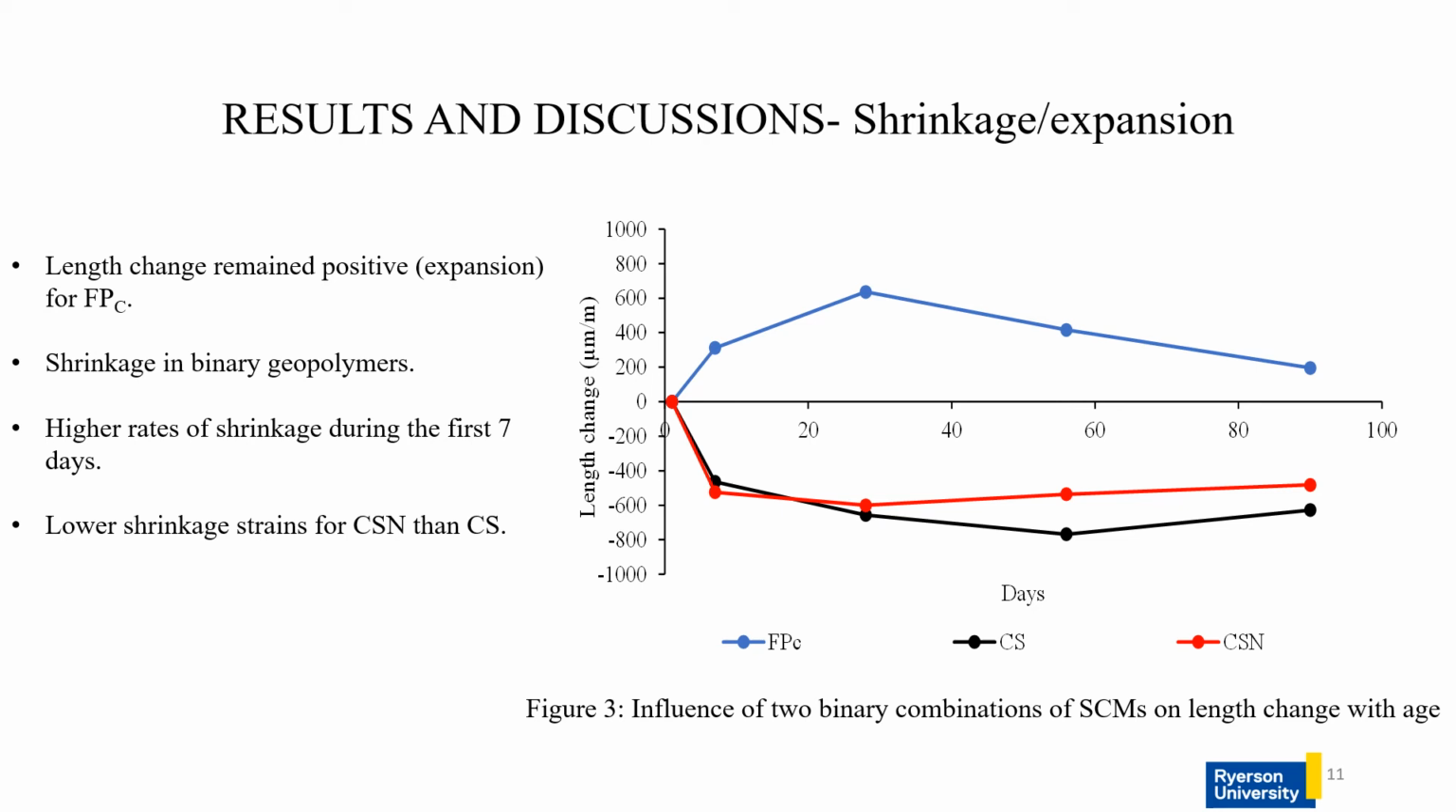So higher shrinkage strains were seen during the first 7 days because of rapid geopolymerization during the first 7 days, and the shrinkage strains reduced after 28 days, indicating the completion of the geopolymer reactions.